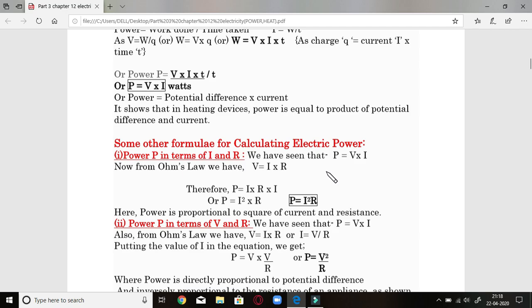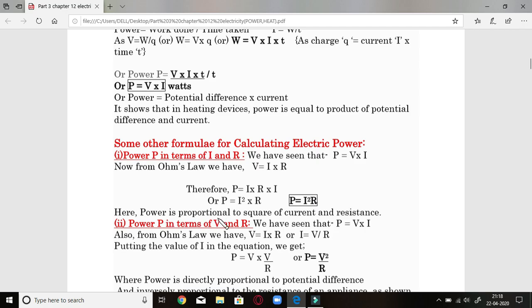Other formulas are when power is in terms of I and R. When we don't want to consider potential difference, we want to consider current and resistance. In that case, since P is equal to VI, we'll start from here, and from Ohm's law, of course, V is equal to I multiplied by R. So we'll put this in the formula, and what we get is P is equal to I into R into I. This means P is equal to I square into R, or P is I square R. This is the second formula.